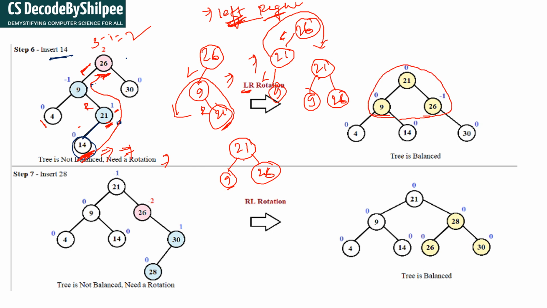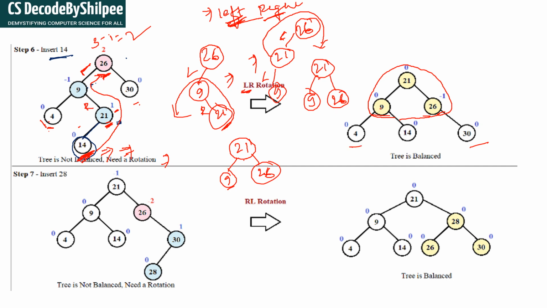Now the remaining part you have to insert as it is, and sometimes you will get confused how to insert. After the rotation you got this tree. Now you have to insert 4, 30 and 14, right? Where is 30 going to be inserted? 30 is the right child of 26. 4 is the left child of 9, so you have to add it.